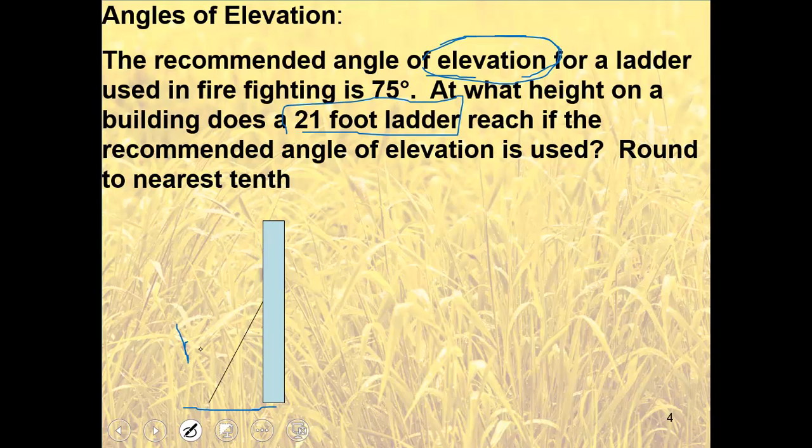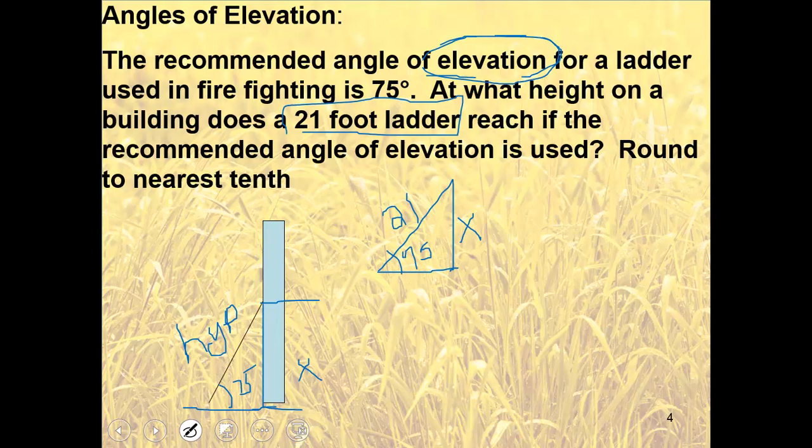So this is our hypotenuse. If the recommended angle of elevation is used, so that's 75, and we want to know how far this is. What's this distance from here to here? That's x. We want to know what x is. So if we were just to draw the triangle, we would have x, we would have 21, because that's the length of our ladder, and we would have 75.